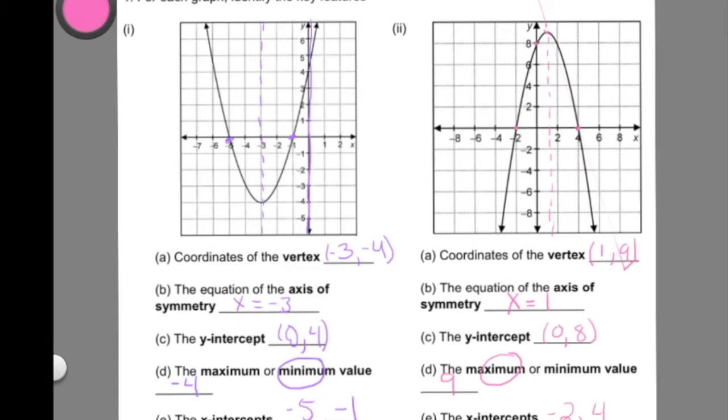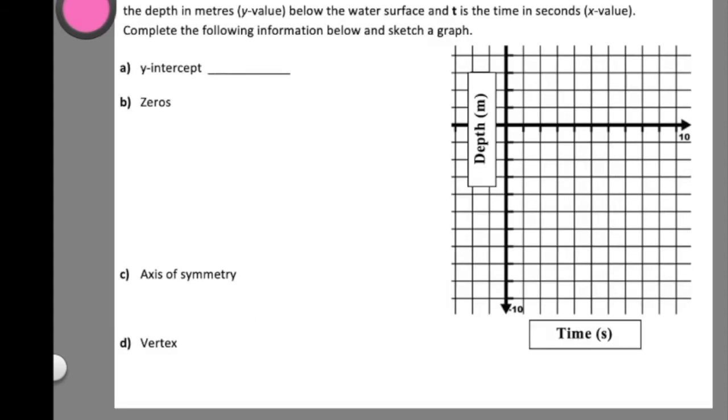Okay, next question. All right, last question. We have the path of a killer whale in the water given by the function d equals t squared minus 8t plus 7, where d is the depth in meters, which is the y value, below the water surface, and t is the time in seconds, or the x value. So complete the following information below and sketch a graph. First thing is our y-intercept, we get that from the question, right?